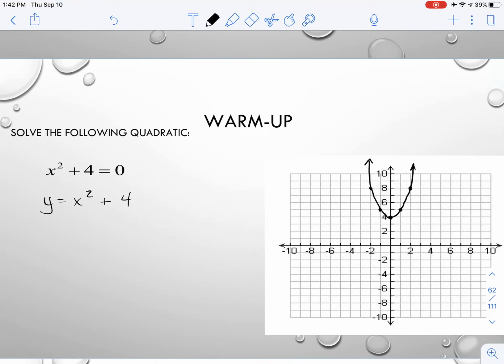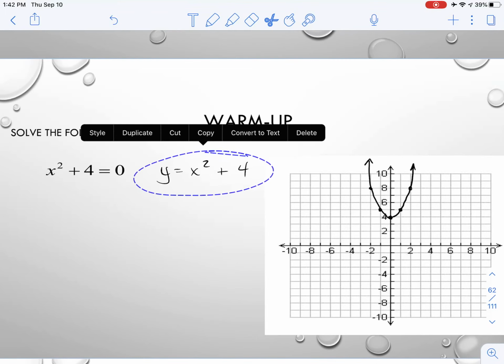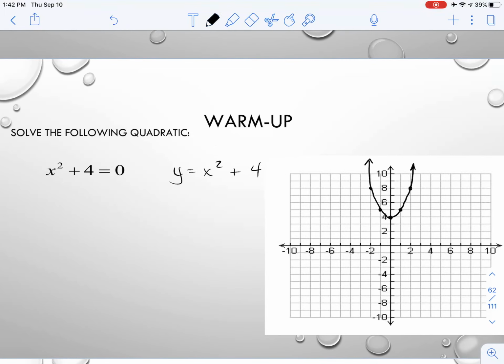Now, if you also think about what a solution represents graphically, right? A solution to an equation is the x-intercept of the equation. If you look, there's nowhere along this x-axis that my graph is going to intersect. So I shouldn't expect to get a real solution.